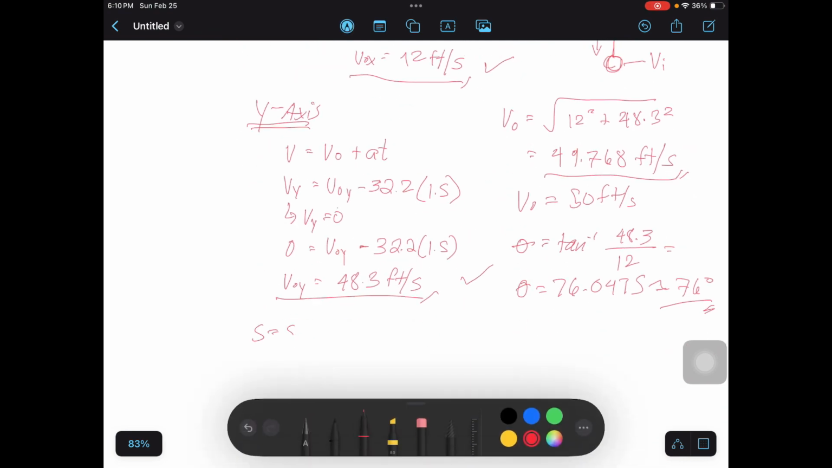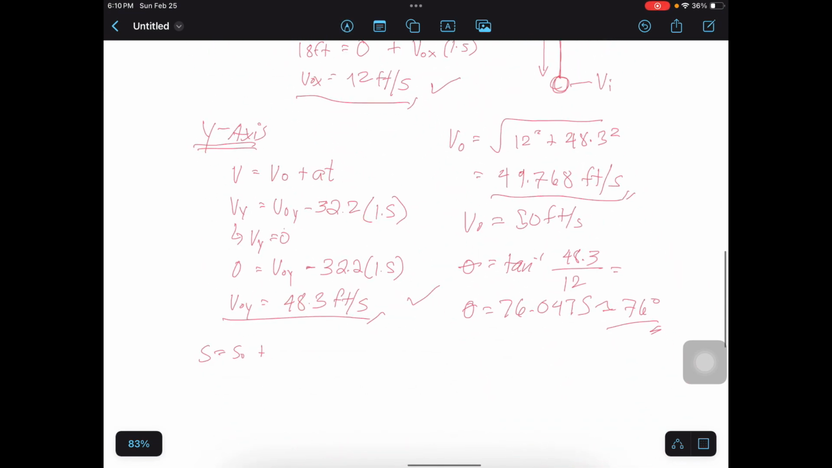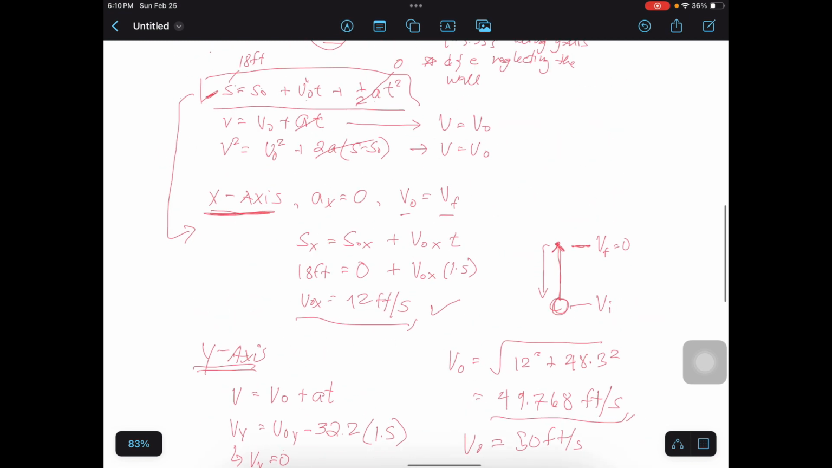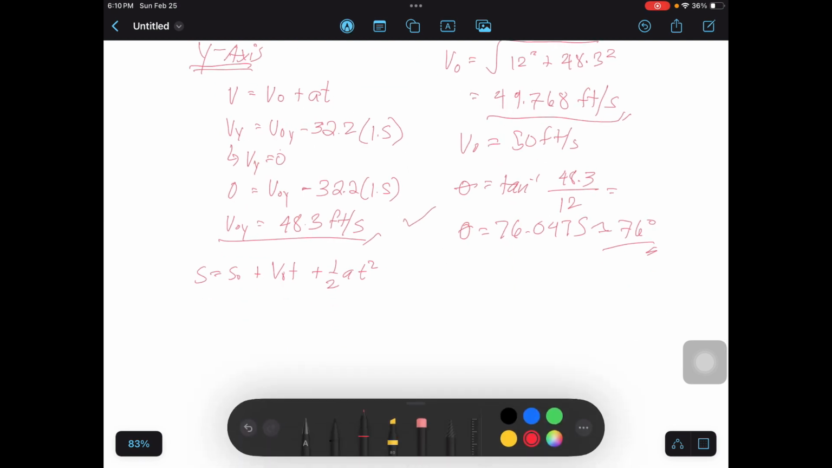So, S is equal to S0 plus V0t plus 1/2 at. Is it squared? Yes, squared yung t. So, substitute. Ito yung H. Then, H0 plus V0y t plus, no, it's negative. Gravity na ang nag-act dito. So, negative ng 32.2. And then, time is, let's just put it time muna.